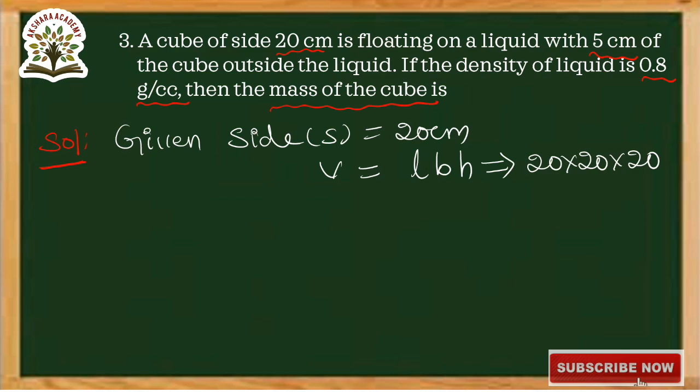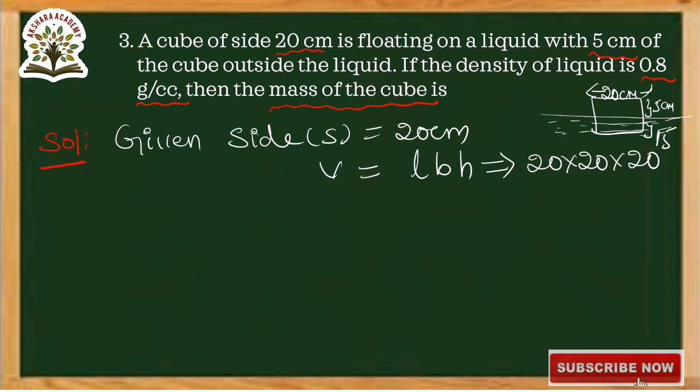the liquid. Suppose we are placing the cube here, and this part is 5 centimeters outside the liquid. This part is present in the liquid, and it is 15. One side is 20 centimeters, 5 centimeters is outside the liquid, and the remaining 15 centimeters is inside the liquid. The total side is 20 centimeters. Here they gave in the question 5 centimeters of the cube outside the liquid, the remaining 15 centimeters inside the liquid.